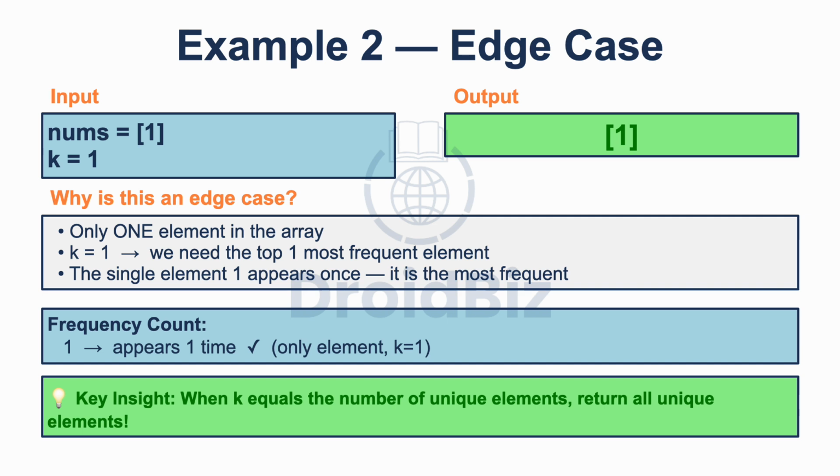The key insight here is this. When k equals the total number of unique elements in the array, we simply return all unique elements. Every element qualifies. Your solution must handle this gracefully without crashing or returning an empty list.